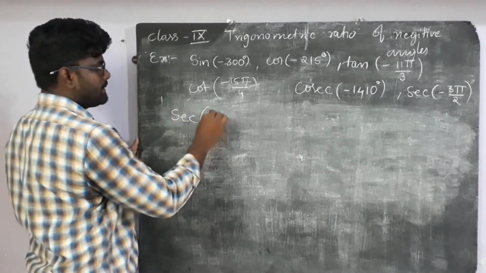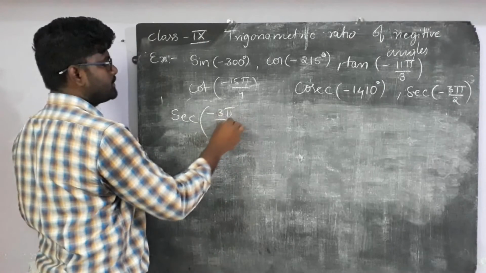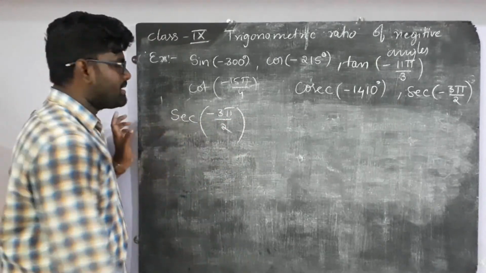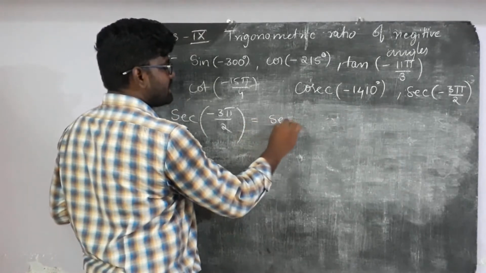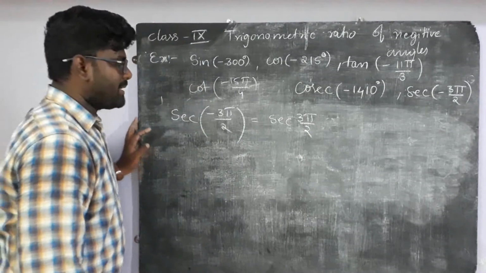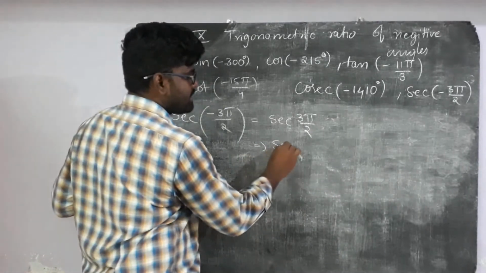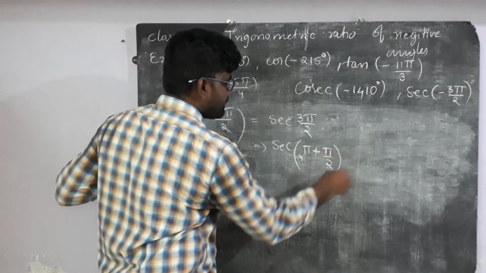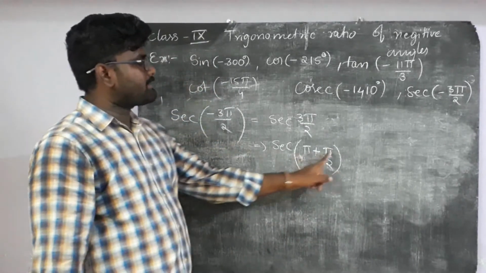Secant minus 3 pi by 2. Secant minus theta means secant theta only. That means secant 3 pi by 2. Secant 3 pi by 2 can be written as secant of pi plus pi by 2, and when you take the LCM, we are getting 2 pi plus pi, 3 pi.